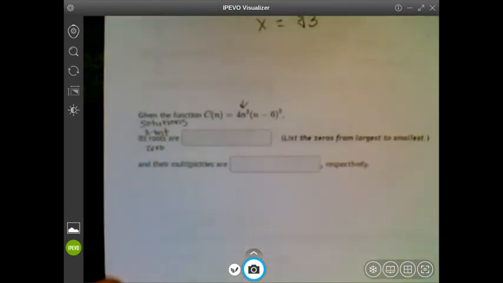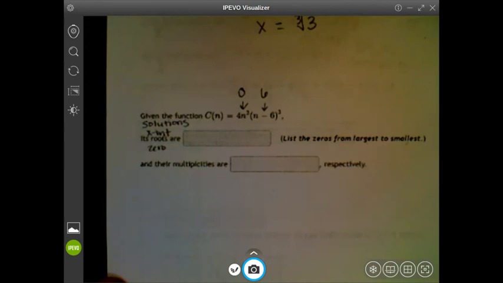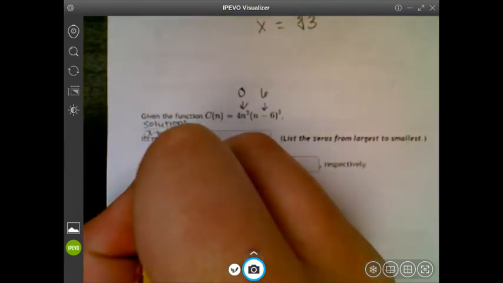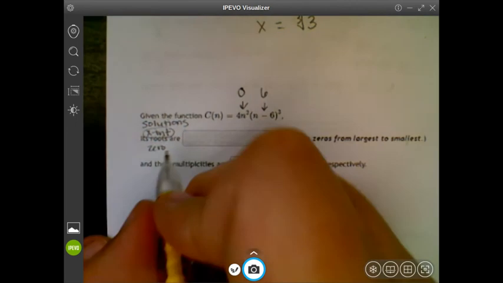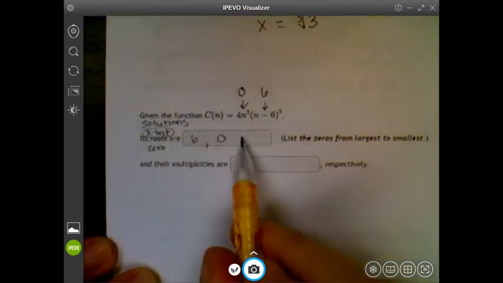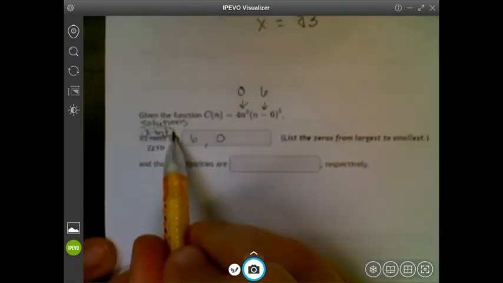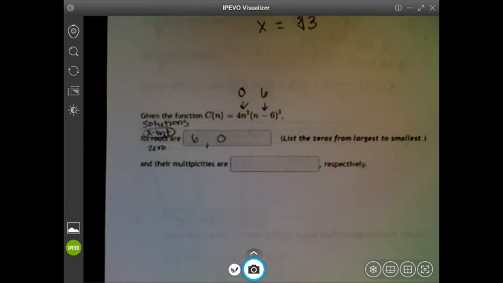And so from this term in the front with the n squared, it crosses at 0. And then from this term, n minus 6, it's going to cross at 6. Unless it says x-intercepts, you do not have to put them as coordinate points. So this will just be 6 and then 0, largest to smallest. And you don't write them as coordinate points unless it specifically asks for x-intercepts.